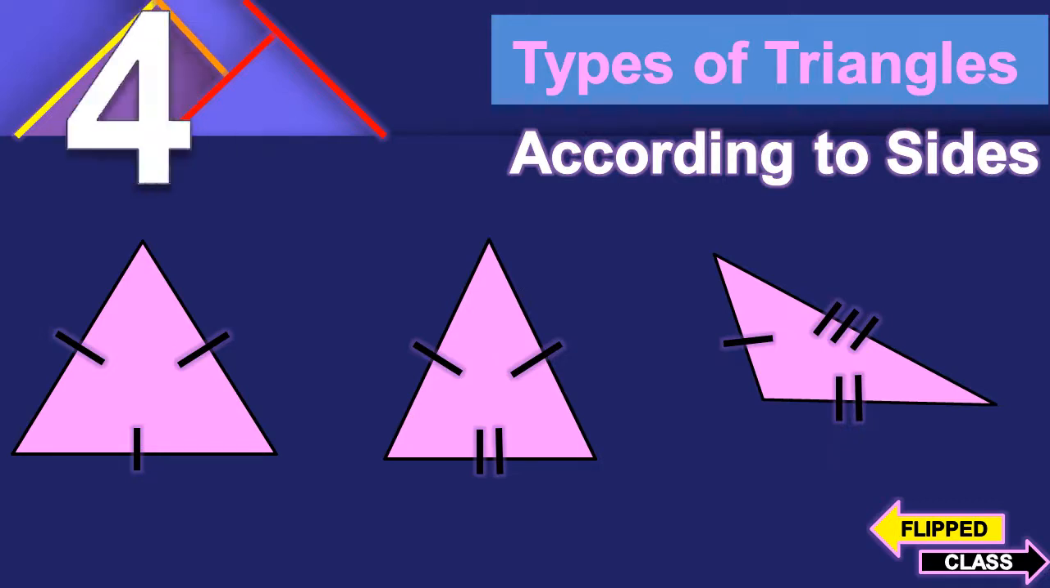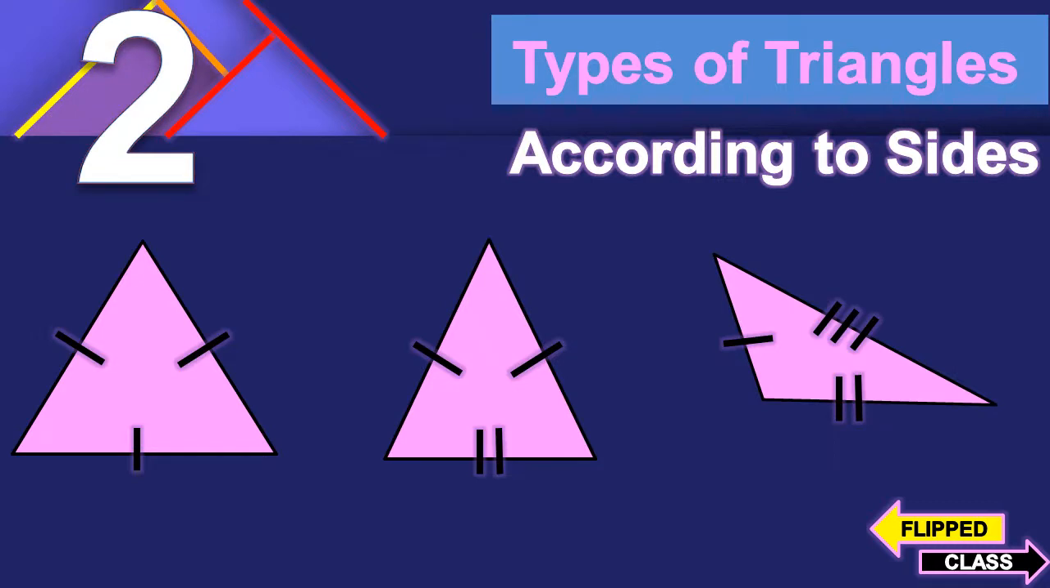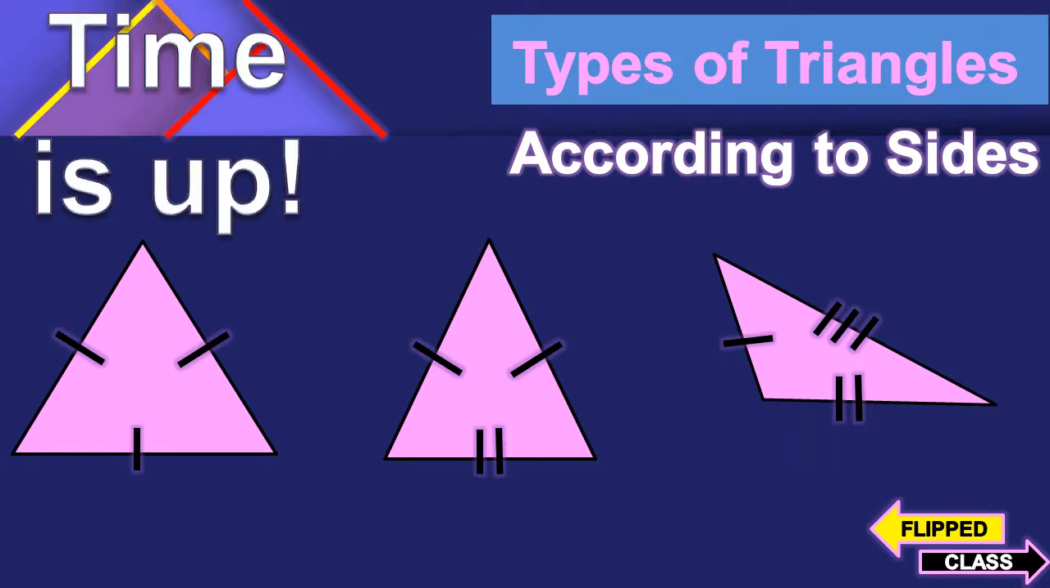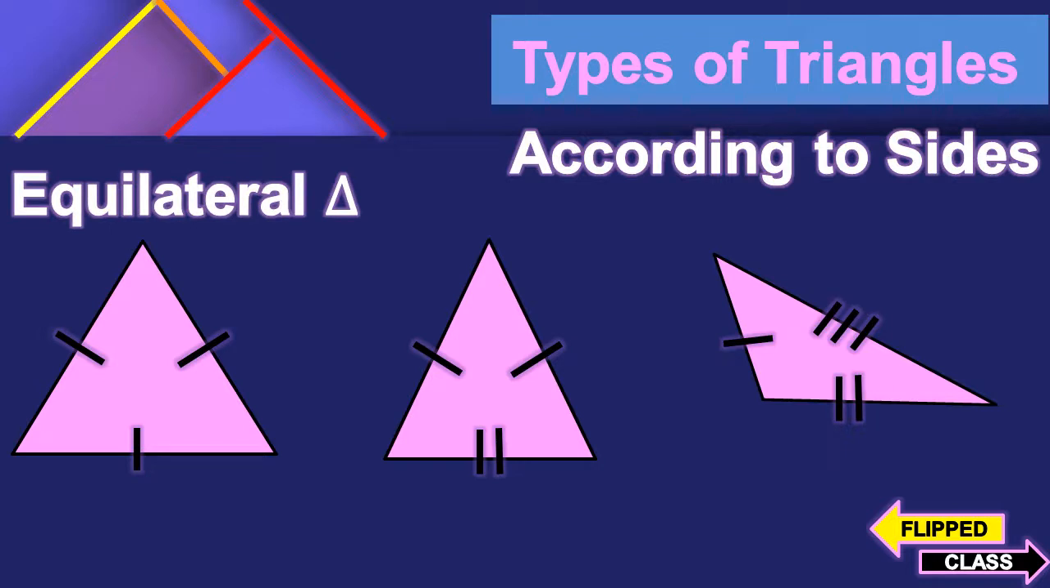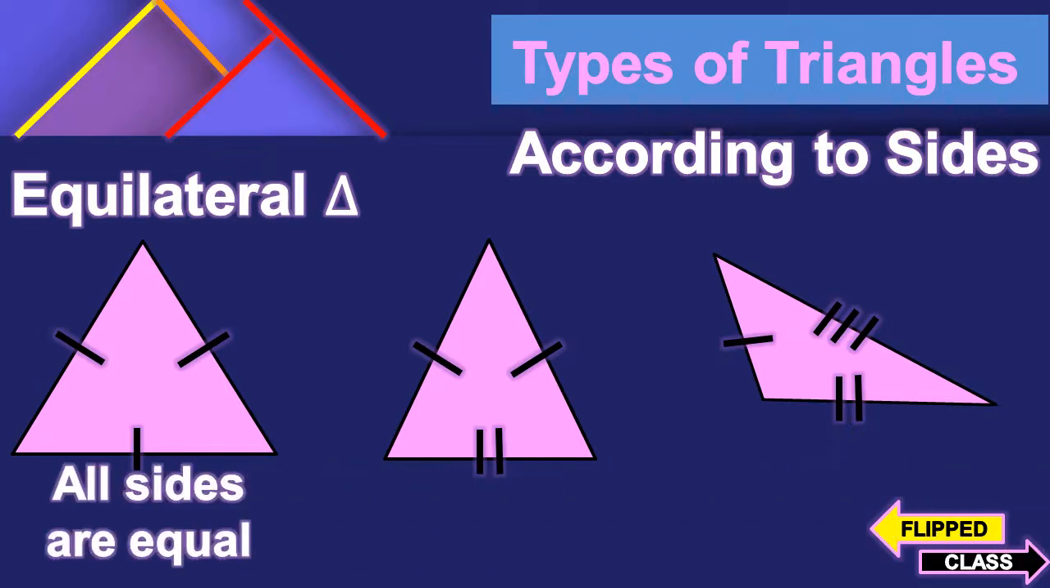Kindly look at the symbols used as a hint. Okay, time is up. In the first figure, all of its sides are actually equal, and therefore it's called an equilateral triangle. Equi, same, lateral, sides. In short, all of the sides are considered to be equal. Again, look at the symbols.